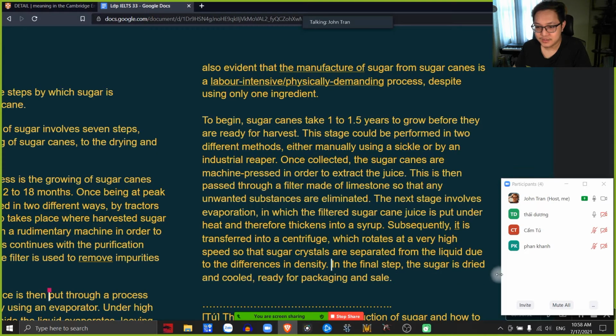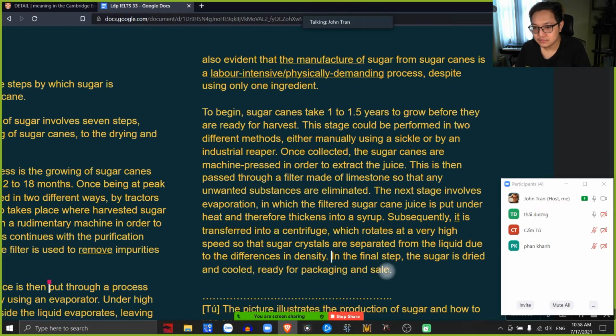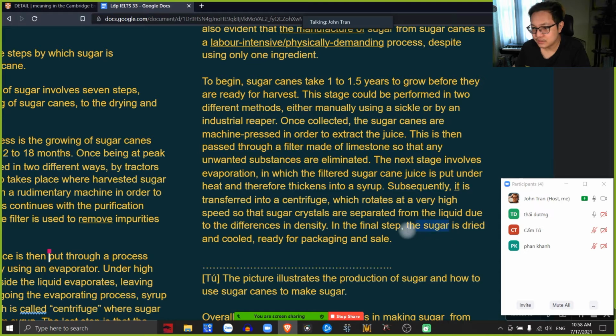In the final step, the sugar is dried and cooled, ready for packaging in the cell. You can say the sugar or the sugar crystal or the crystals. It's up to you. Có thể dùng các dạng sugar crystal hay là the sugar. Hoặc là thay bằng chữ it.